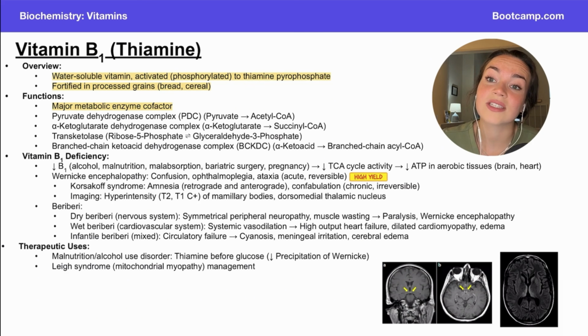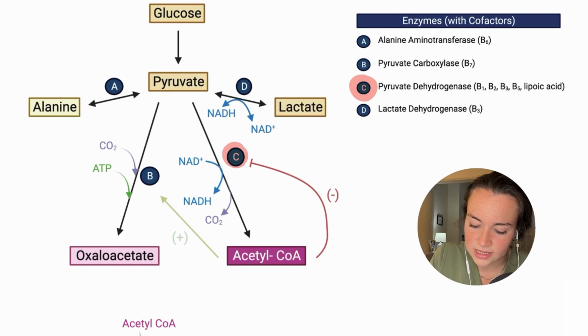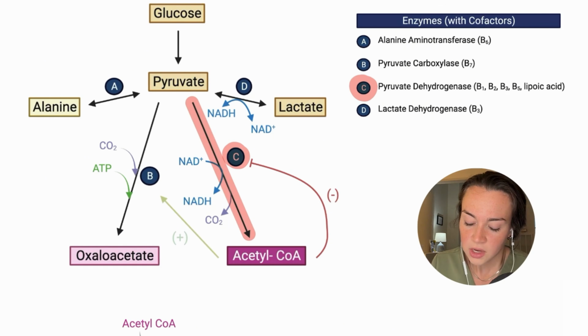So let's go ahead and revisit some of those major pathways that contained thiamine. The first one being the pyruvate dehydrogenase complex, which turns pyruvate into acetyl-CoA. We can take a look at our diagram that showed us the fates of pyruvate. We can check out pyruvate dehydrogenase, which was enzyme C over here, which turned pyruvate into acetyl-CoA so it could go on and participate in the TCA cycle.